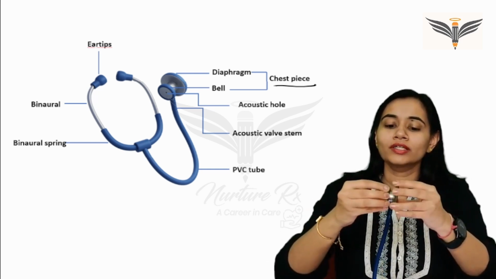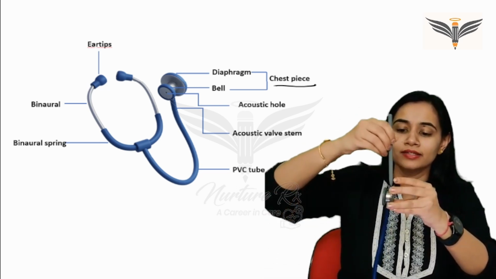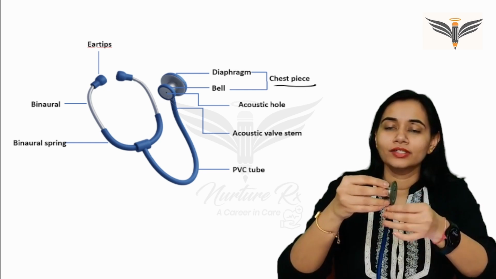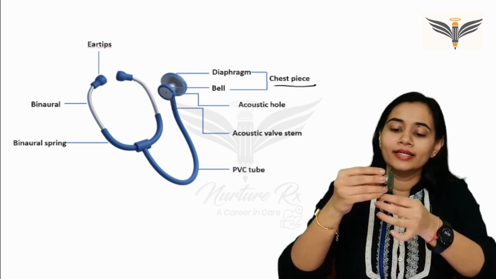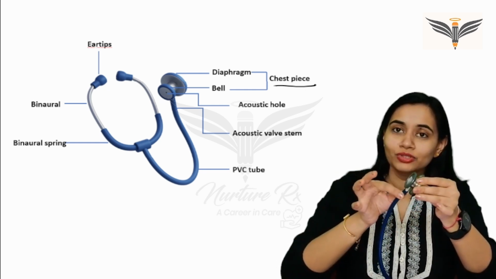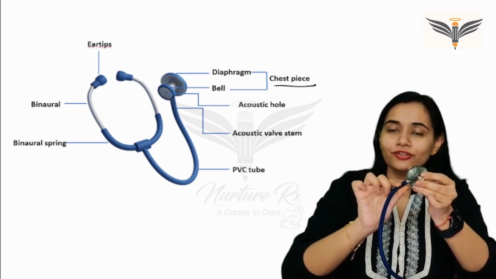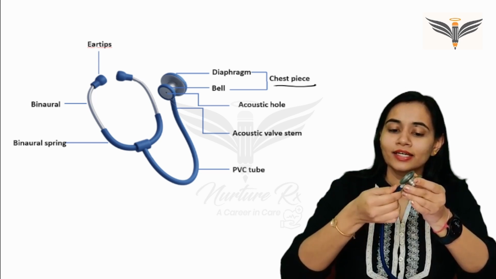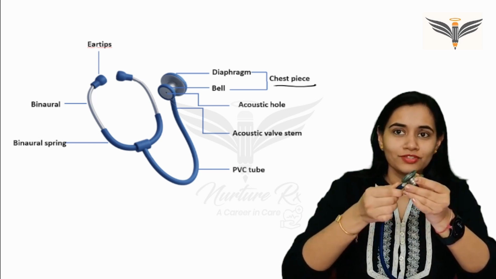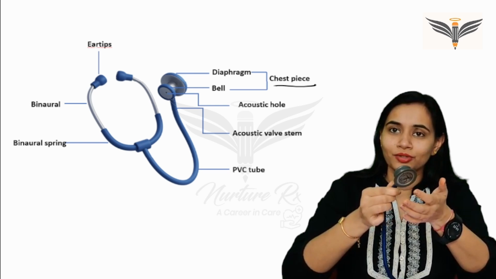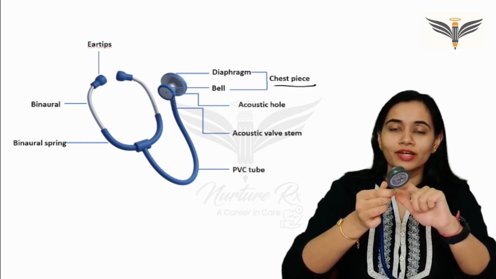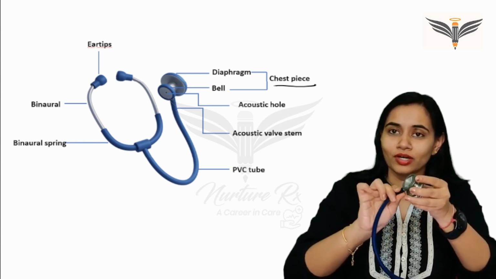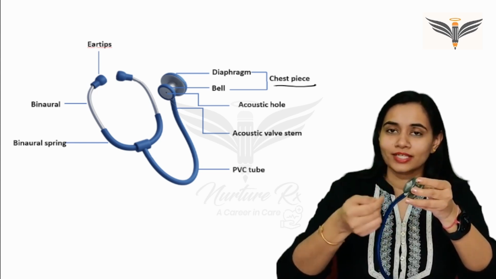Now, what is the part that is connecting these two parts? Here, this is called the drum. Now, this is the chest piece we saw. And here is the acoustic valve system. If you've seen a stethoscope, you know that this is what turns around. And what happens when it turns around? When you tick on the diaphragm, you can hear the sound when it's in the on position, and you cannot hear it when it is in the off position. So you know accordingly which side to switch on.